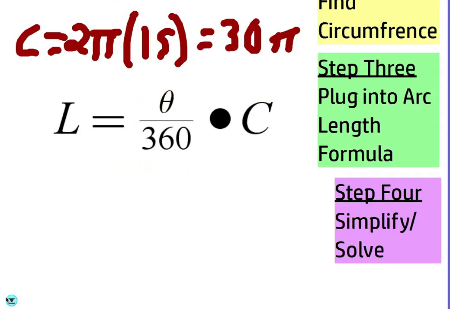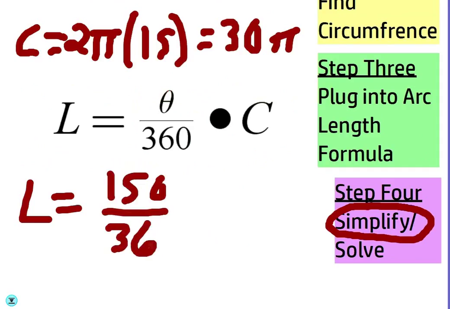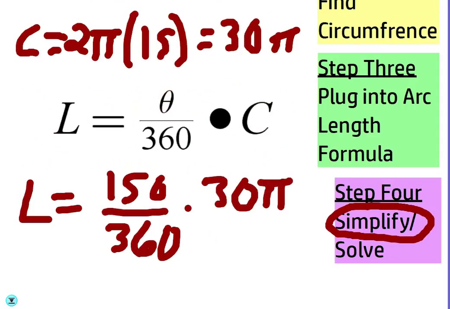Okay. So the real difference is we're just simplifying the fraction. You don't need a calculator to do that. You're just reducing the fraction, okay? So I'm going to plug in 150 for theta and 360, still on the bottom, times 30 pi. So as you can see, it's a lot like converting from degrees to radians. You just simplify the fraction.